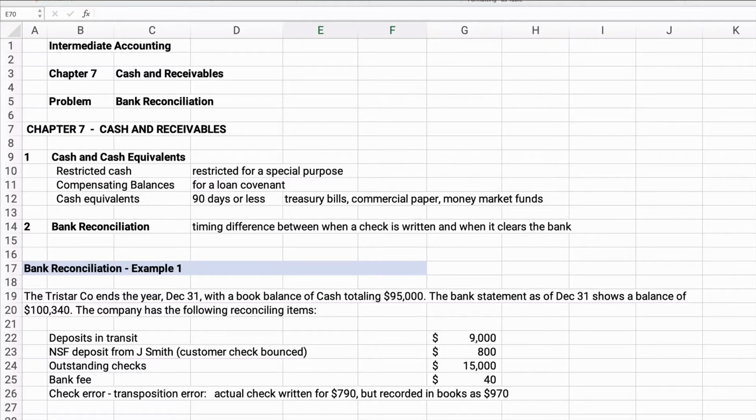Hello, today we're working in Intermediate Accounting, Chapter 7 on the Cash and Receivables chapter, and we're going to work a couple of problems that are bank reconciliations.